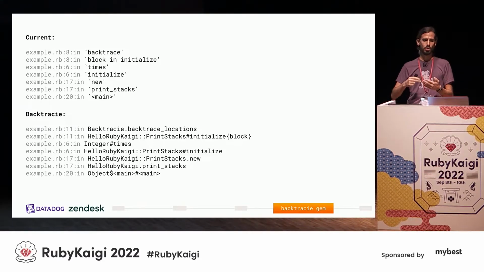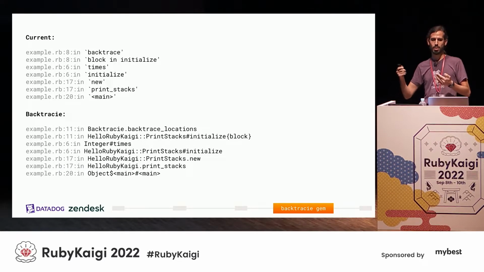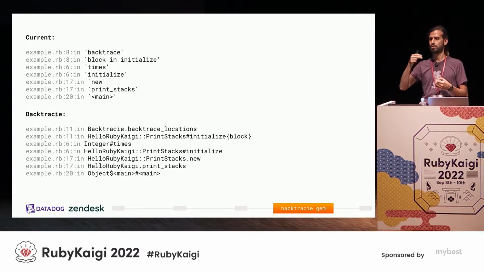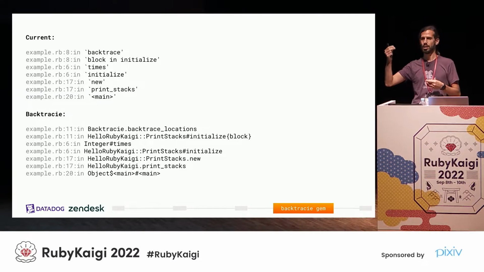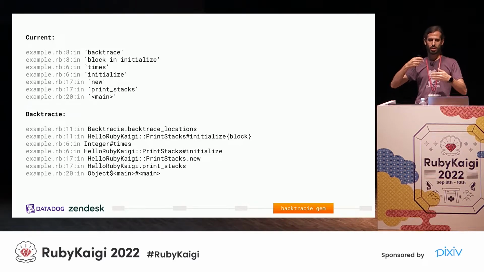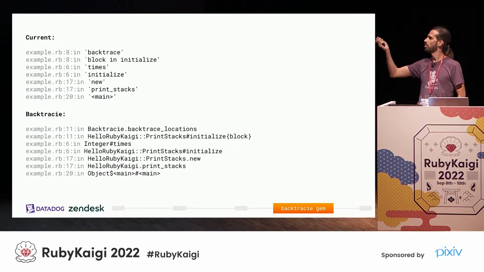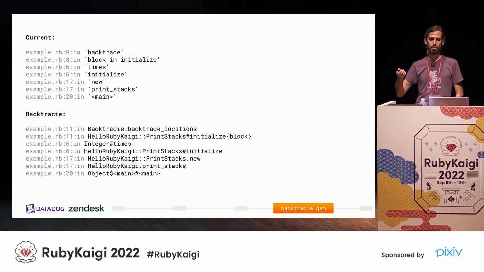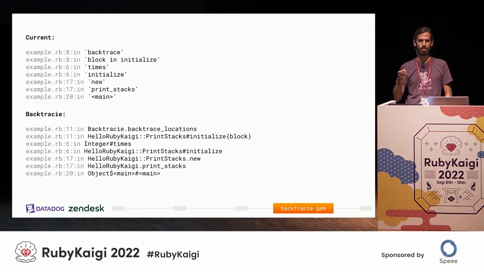So you will see we have the module name, HelloRubyKaigi. We have the class name, PrintStacks. If you're calling a method on the class or module, we use a dot. If we're calling something like initialize, which is an instance method, we use a hash. So we can actually show, oh, it's actually Integer#times, as I was expecting. So we get a lot more information, especially if you're not looking at the code. And there's even more things. So this is a very simple example.